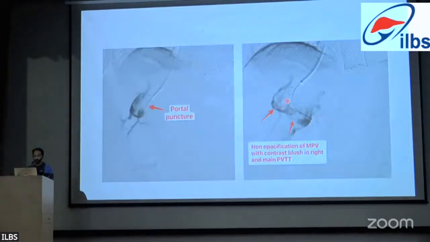The right jugular approach was taken. The RUPS set was used to access the right portal vein. Here we can see the portal puncture done, and the position was confirmed by the contrast injection, and the contrast run showed non-opacification of the main portal vein. As we can see, there is no opacification here, and contrast flush is seen within this right and main portal vein, which denotes the portal vein tumor thrombus.